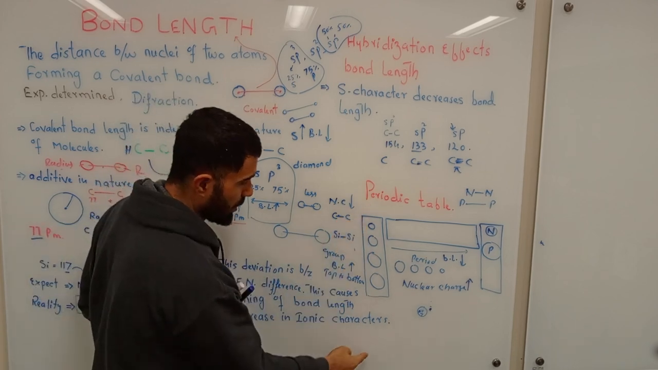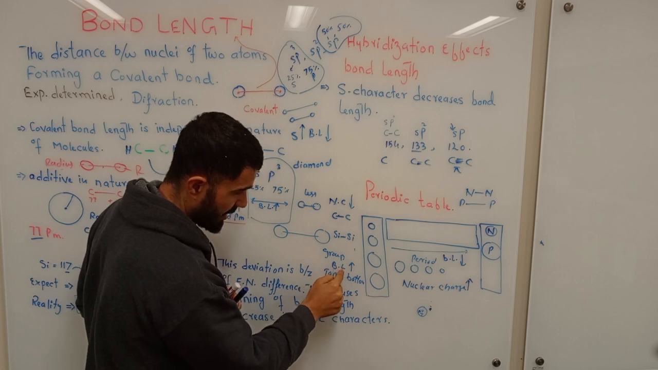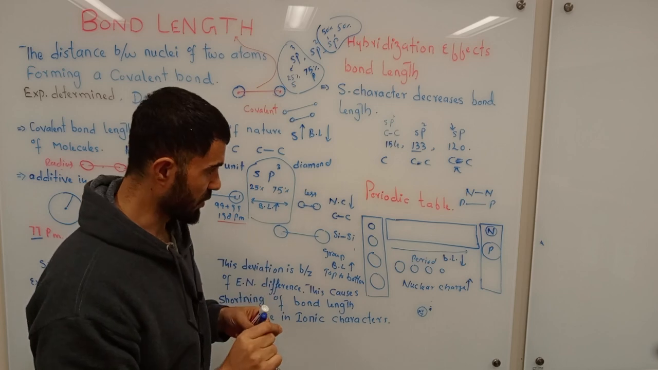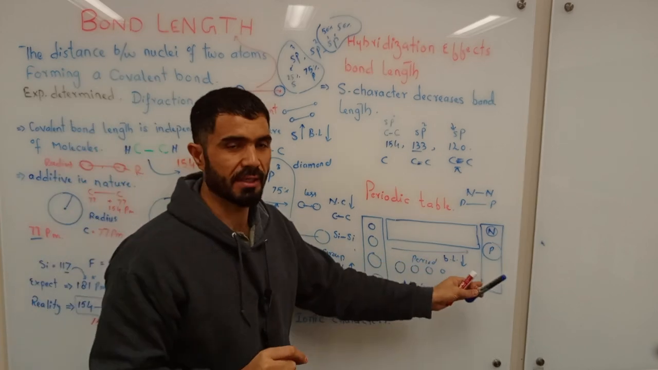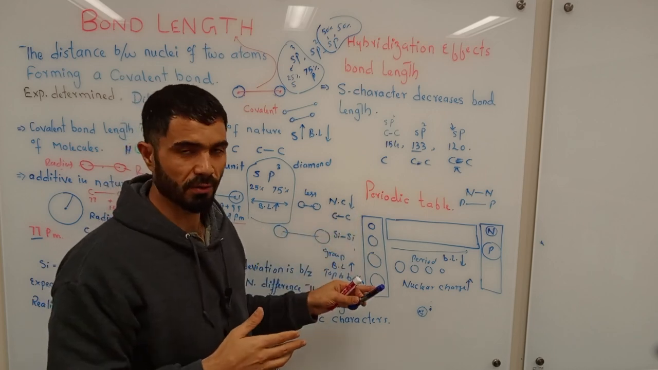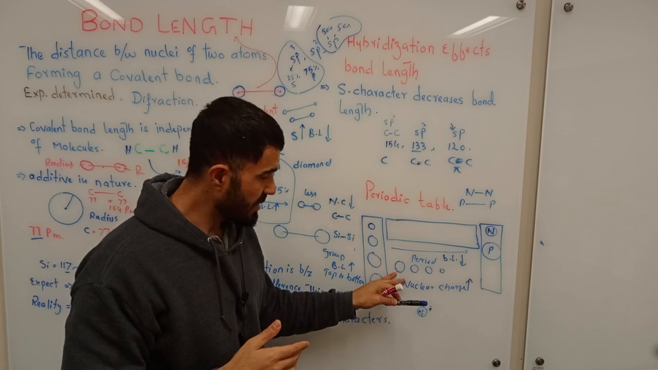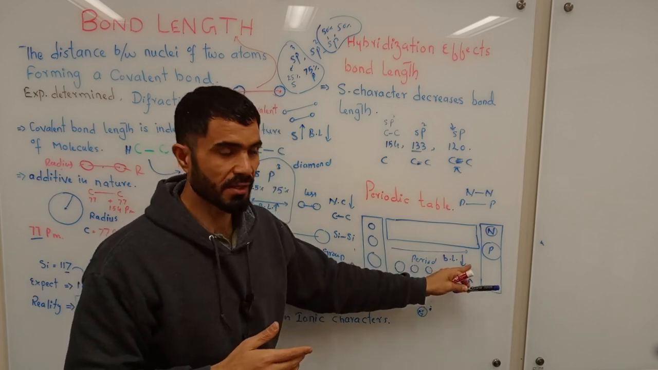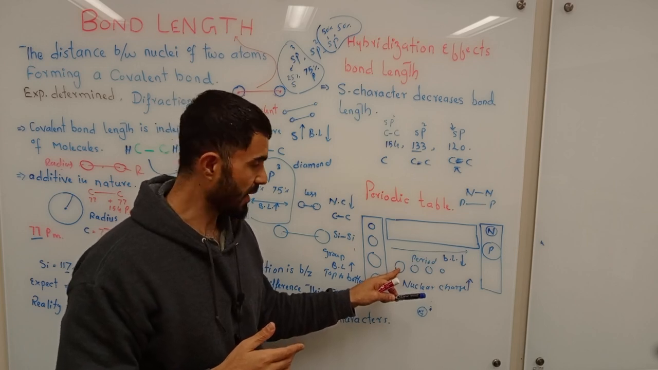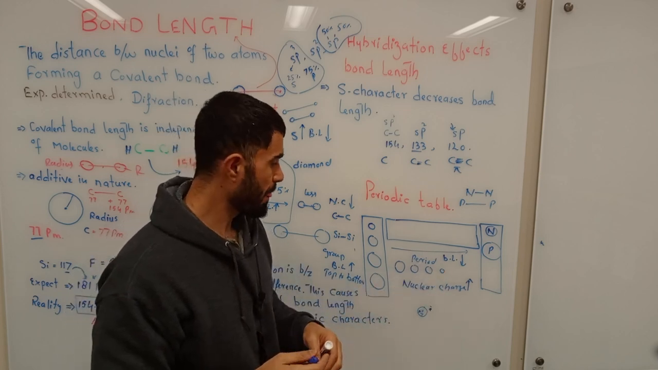So in a group, the bond length increases from top to bottom. Just keep this one sentence with you. And in a period, everything is just the opposite of what you saw in a group. In a period, the size decreases from left to right. So an atom which is bigger in size will have more bond length as compared to this one, where the bond length will be less.